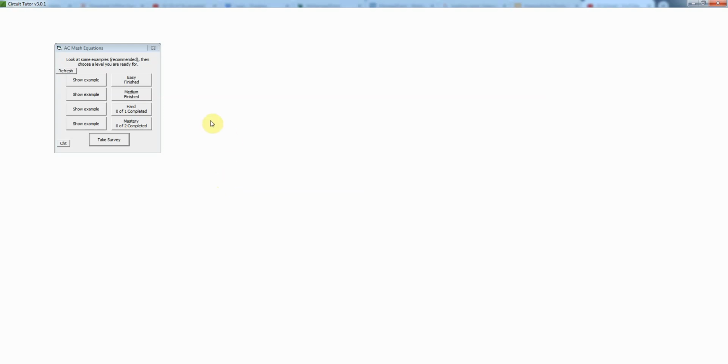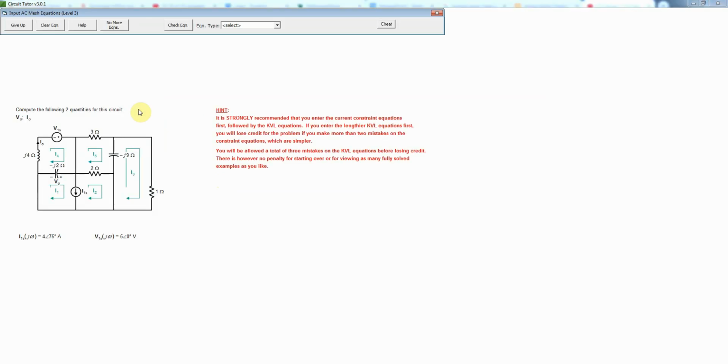This video will show you how to work a hard problem in the AC mesh equations tutorial in Circuit Tutor. So I'll just click on that. And now we're going to do mesh analysis. The mesh currents of the interior meshes have already been defined. We've basically assumed that the outer mesh current is our reference mesh, so that one is not shown.